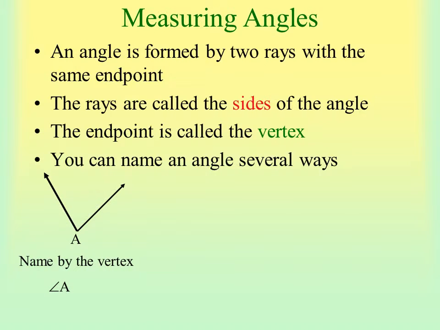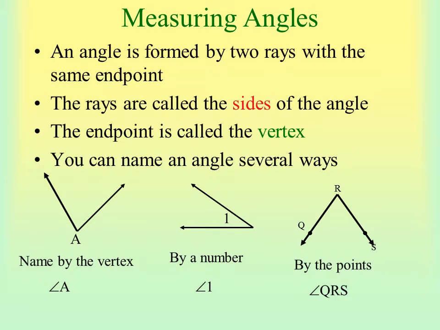One way is simply by naming it by the vertex. So if this point was point A, then I could call the angle angle A. Sometimes you will see numbers inside of the angles, and then you can name it by that number. So this one here would be angle 1. But one of the most common ways to name an angle is by 3 points.